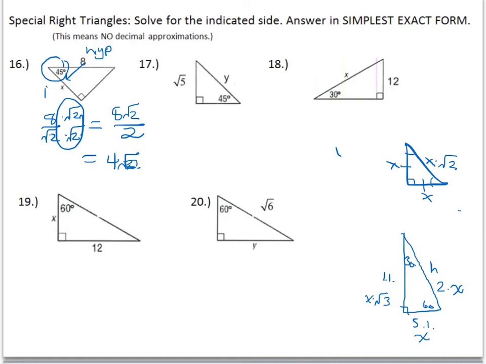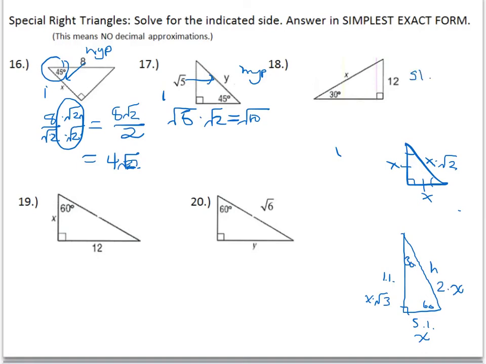Okay, on number 17, we have the leg, and we're going to the hypotenuse on the 45-45-90. That means multiply by root 2. So we have root 5 times root 2. Those are both inside the root, so we can multiply them. If they were being added, we wouldn't be able to go any further, but multiplication you can, so we get root 10.